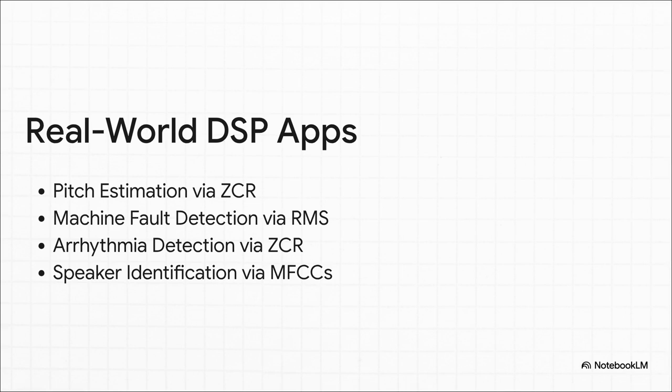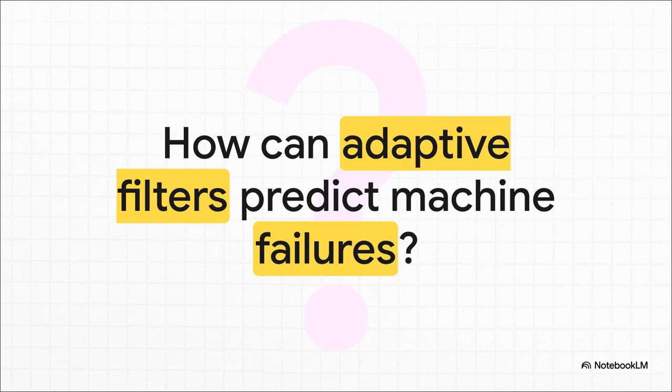Over in the medical field, cardiologists use the zero crossing rate, which simply measures how often a signal changes sign, to detect lethal cardiac arrhythmias. A normal heartbeat is very low frequency, but a deadly ventricular fibrillation is chaotic and high frequency. That causes a massive spike in the zero crossing rate, which can instantly trigger a pacemaker's defibrillator. We can even map human vocal tracts for high-end biometric security using MFCCs, or Mel-Frequency Cepstral Coefficients, to identify exactly who is speaking.